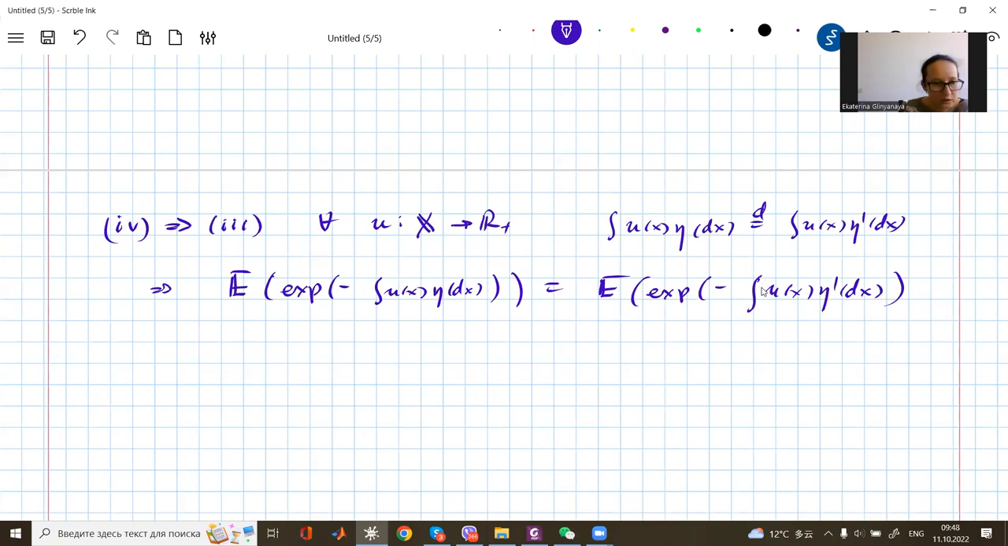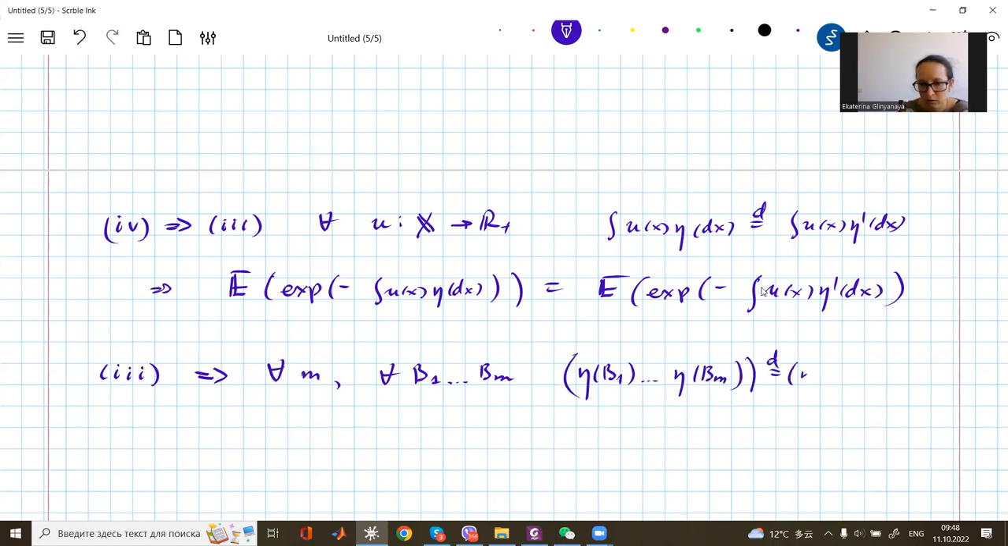So now let us assume that we have that Laplace functionals are equal, and we want to prove, I will recall, that for all m and for all disjoint subsets B1 and so on Bm, we have that the vectors of such form are equal in distribution. So how can we do this?